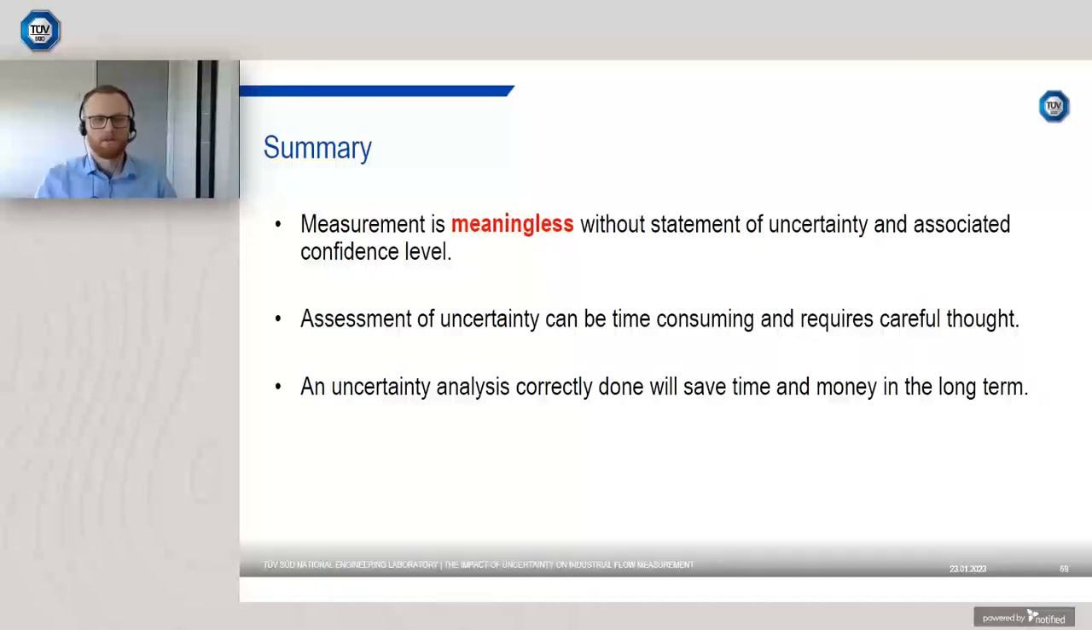So measurement, in summary, it says measurement is meaningless without a statement of uncertainty and associated confidence level. If you are performing an important measurement and you don't state what the uncertainty is and the confidence level in that uncertainty, it's very difficult to use that value with any certainty, essentially.